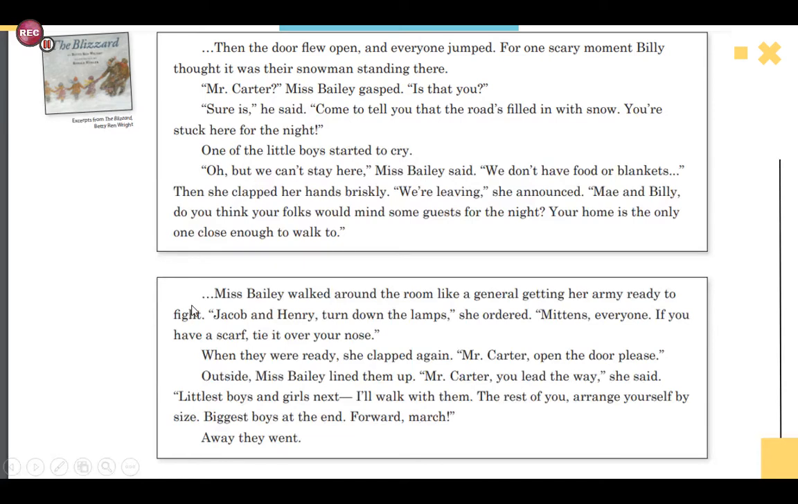Miss Bailey walked around the room like a general getting her army ready to fight. "Jacob and Henry, turn down the lamps," she ordered. "Mittens, everyone. If you have a scarf, tie it over your nose." When they were ready, she clapped again. "Mr. Carter, open the door, please." Outside, Miss Bailey lined them up. "Mr. Carter, you lead the way," she said. "Littlest boys and girls next. I'll walk with them. The rest of you, arrange yourself by size. Biggest boys at the end. Forward, march!" Away they went.